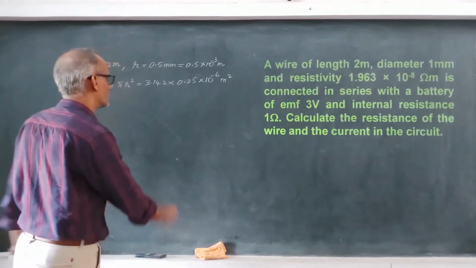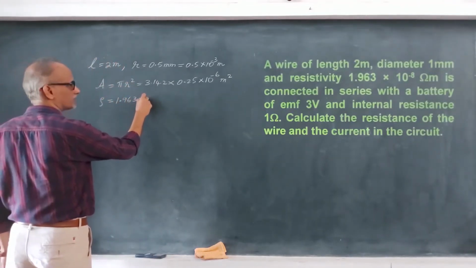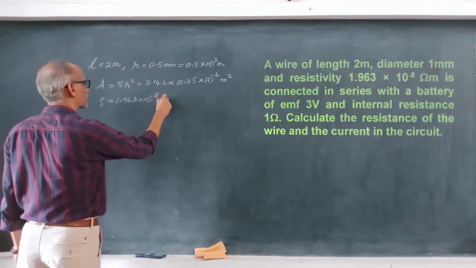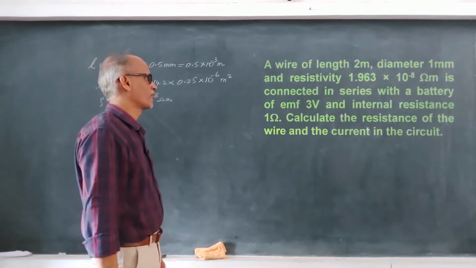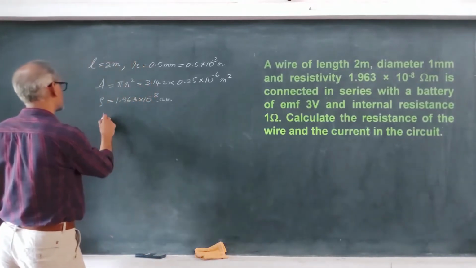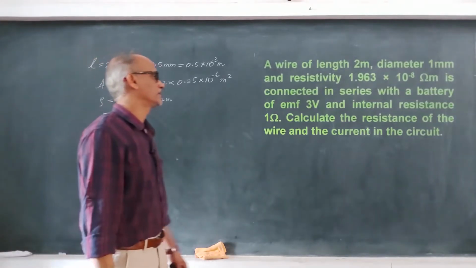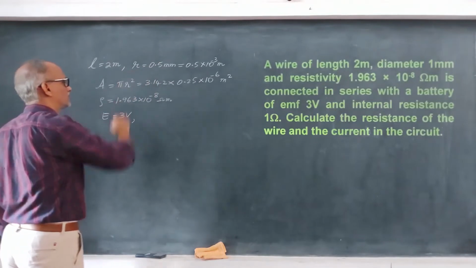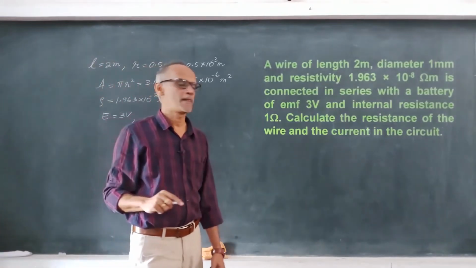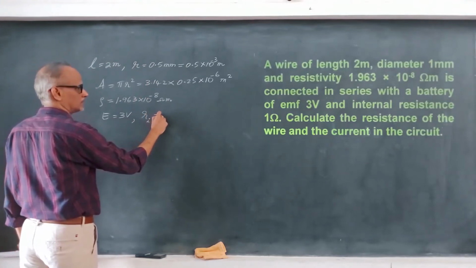And resistivity rho is given, which is 1.963 into 10 to the power minus 8 ohm meter, is connected in series with a battery of EMF 3 volts. So EMF is given, 3 volt, and internal resistance 1 ohm. Normally for internal resistance we use the symbol small r, but since I have already used it for radius, I will write r suffix i is equal to 1 ohm.